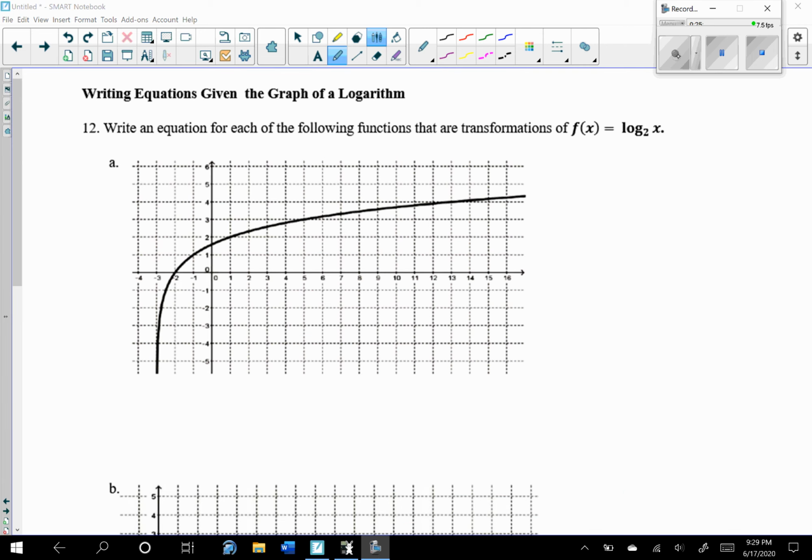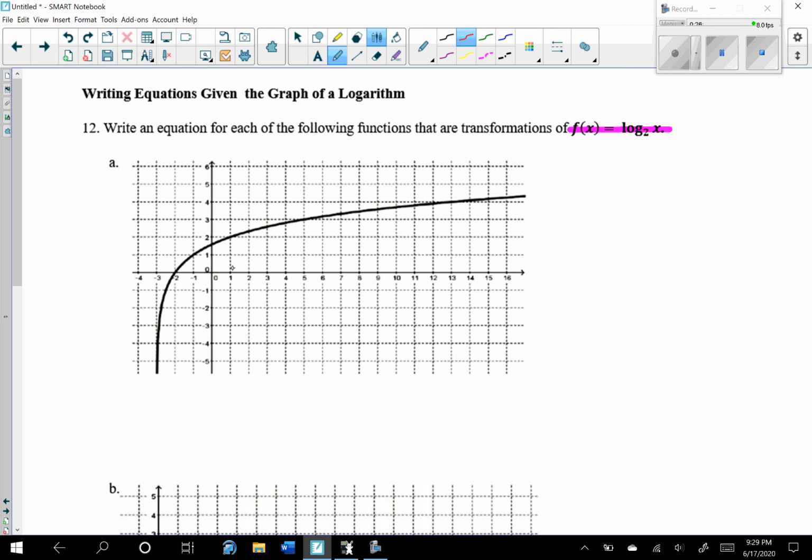Now we're going to write equations given the graph of the logarithm. So for 12, it says write the equation for each of the following functions that are transformations of f of x equals log base 2 of x. So since the base is 2, you're going to think about your parent graph is the first thing that I would probably draw on my graph.